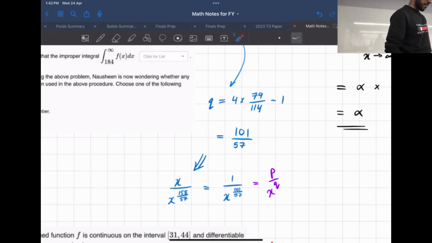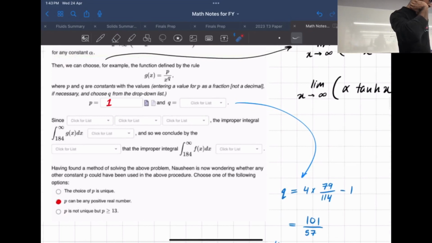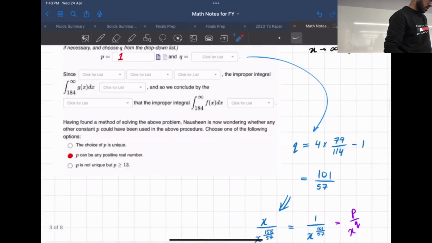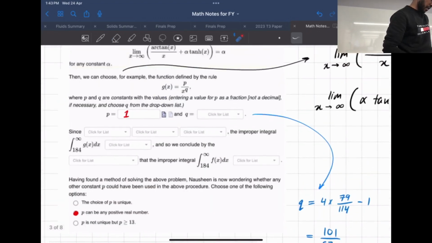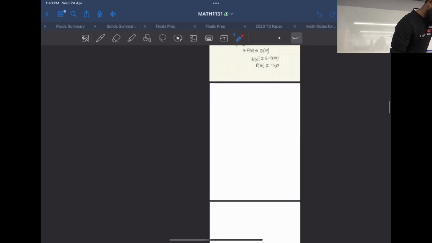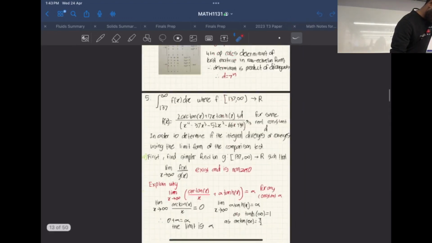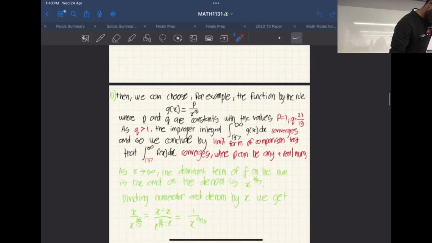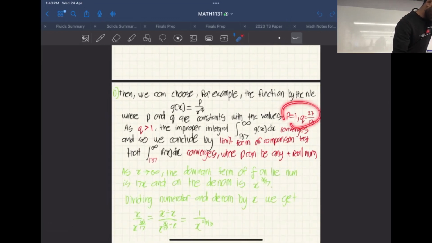Alright, sick. Oh, this one. I don't have solutions to this. Okay. Since, what are the options? Yeah. So p equals 1 over here, and q equals to whatever. I have it somewhere here. P is equal to 1, q is equal to this.